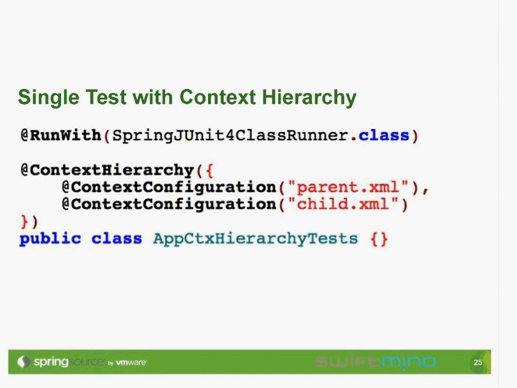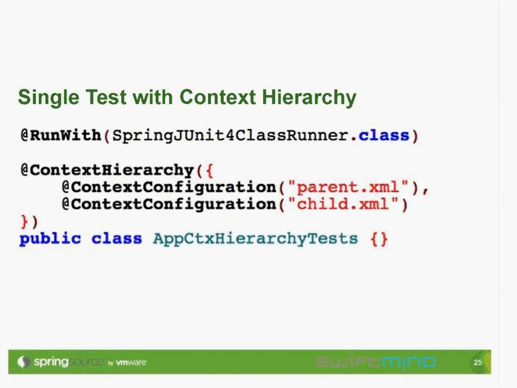So here we have a simple example. We have a single test, as in one test class that's not in a test class hierarchy, but it configures a context hierarchy using the new @ContextHierarchy annotation. And we see here this annotation accepts an array of @ContextConfiguration elements. Here we see the first level would be a parent context using parent.xml as a config file, and a child context using child.xml as a config file.